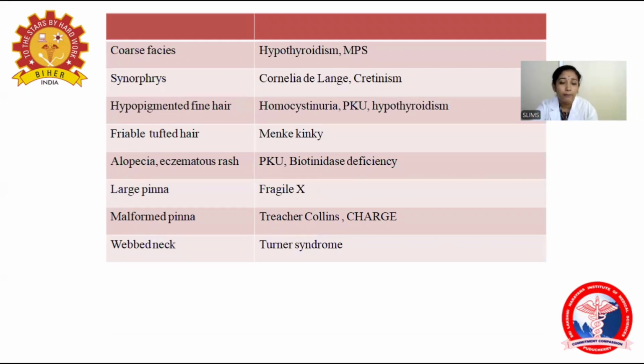Okay. Next is hypopigmented fine hair, seen in homocystinuria, phenylketonuria, hypothyroidism. Friable tufted hair in Menkes kinky hair disease. Alopecia with eczematous rash is seen in phenylketonuria, biotinidase deficiency. Large pinna is seen in Fragile X syndrome. Malformed pinna can be seen in Treacher Collins and CHARGE syndrome. Webbed neck is seen in Turner syndrome.